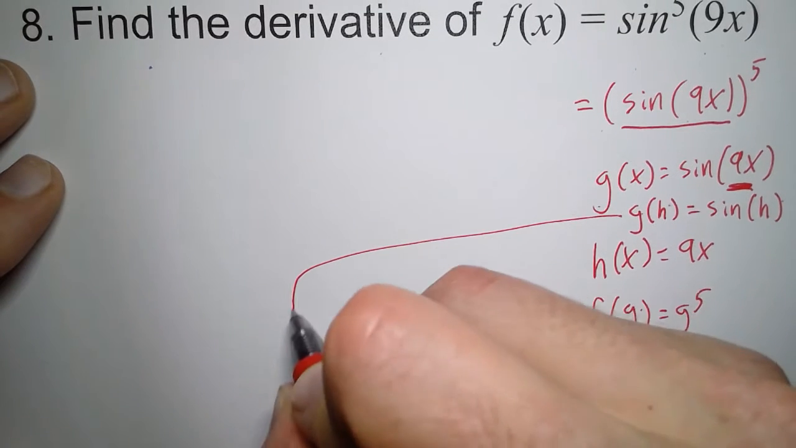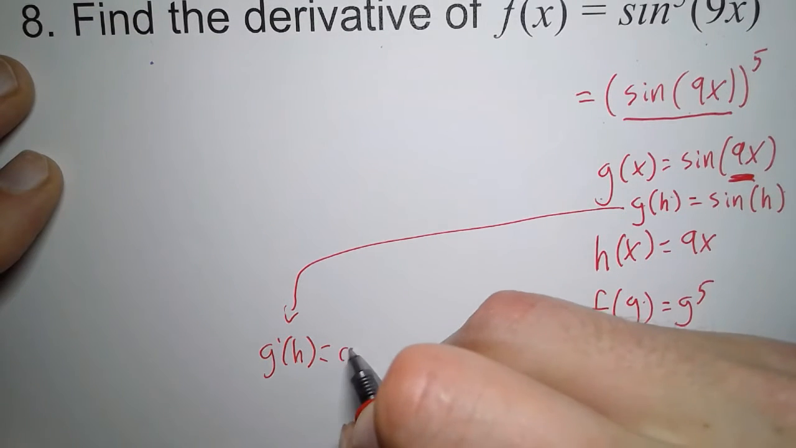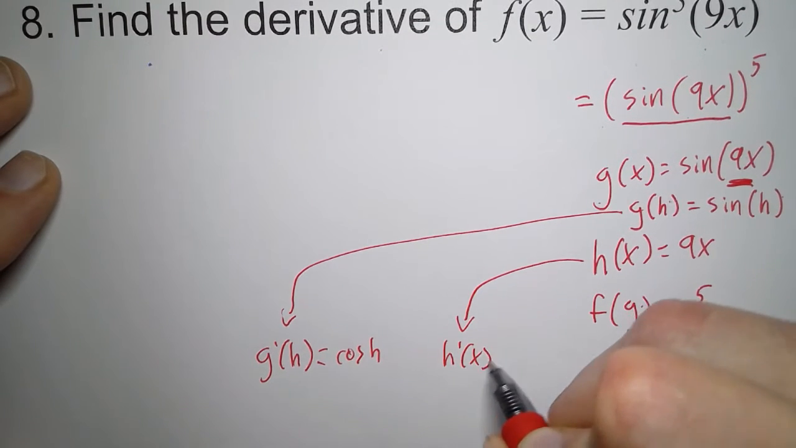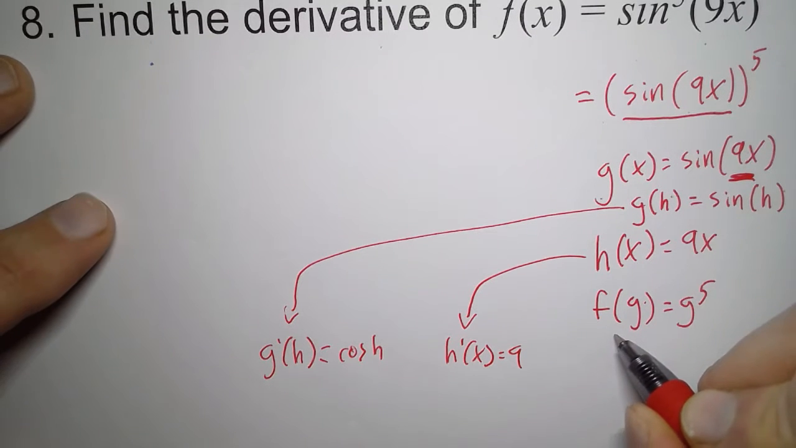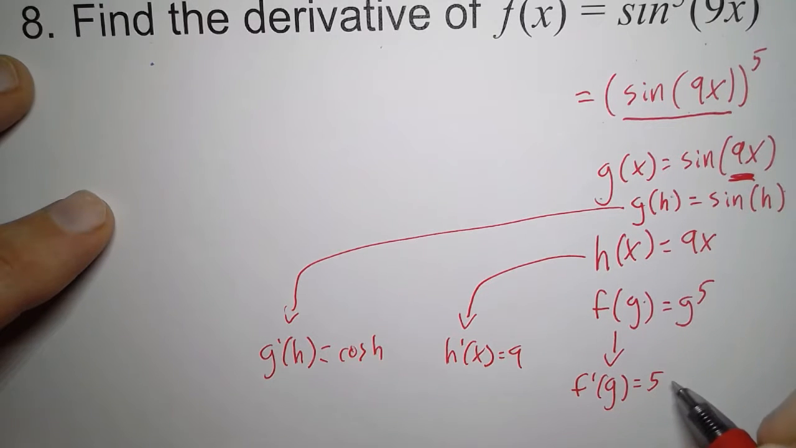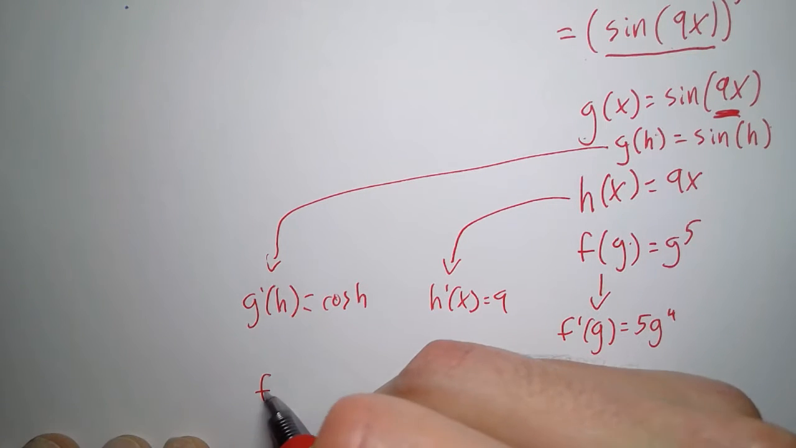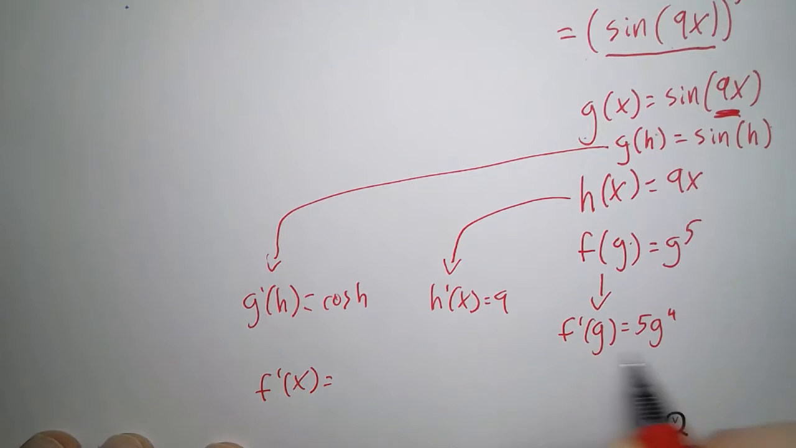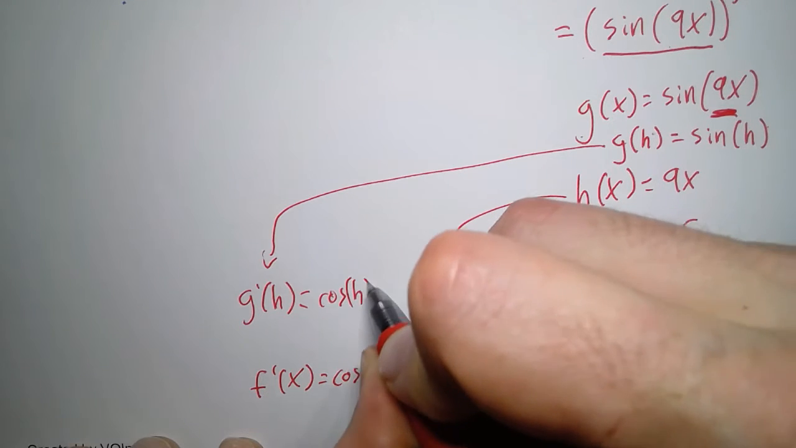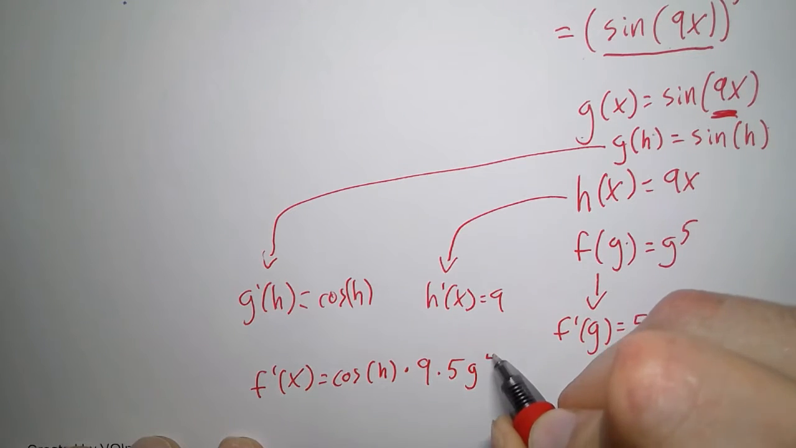So over here, g prime of h, that's going to equal cosine of h. Right here, h prime of x is going to equal 9. And then finally f of g becomes f prime of g, and that equals 5g to the 4th. So now our final f prime of x, we're going to multiply all 3 of these. Cosine of h, let's put parentheses on that, times 9 times 5g to the 4th.